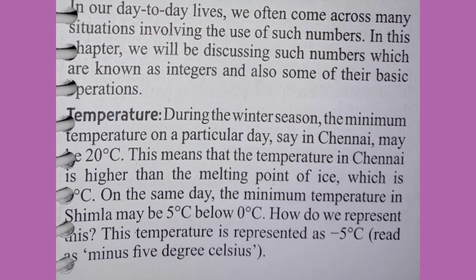Temperature. During the winter season, the minimum temperature on a particular day, say in Chennai, may be 20 degrees Celsius. This means that the temperature in Chennai is higher than the melting point of ice, which is 0 degrees Celsius. On the same day, the minimum temperature in Simla may be 5 degrees Celsius below 0 degrees Celsius. How do we represent this? The temperature is represented as minus 5 degrees Celsius, read as minus 5 degrees Celsius.